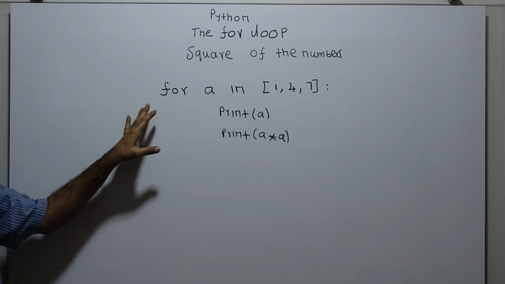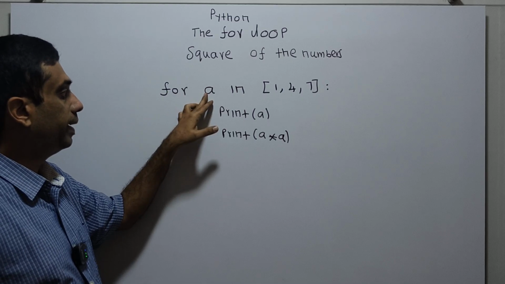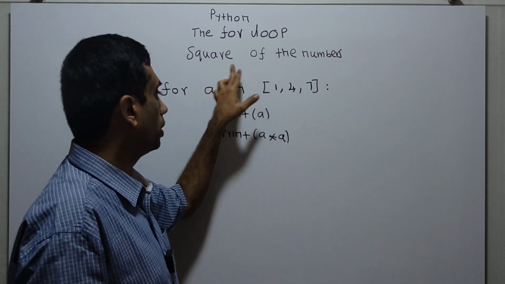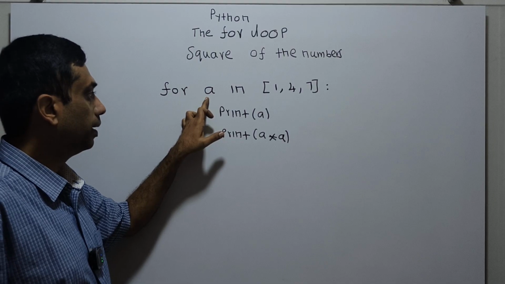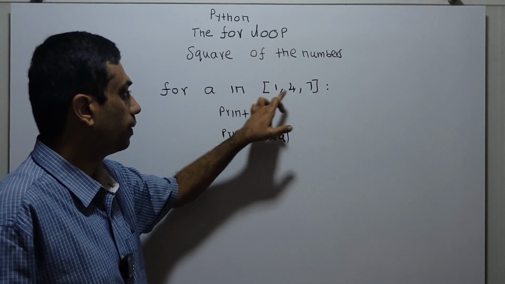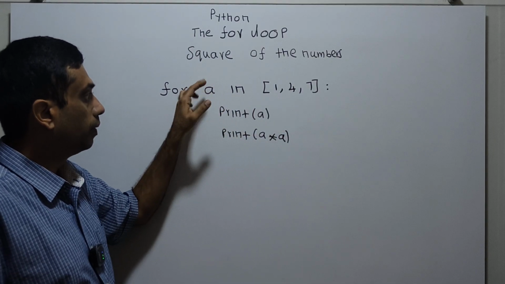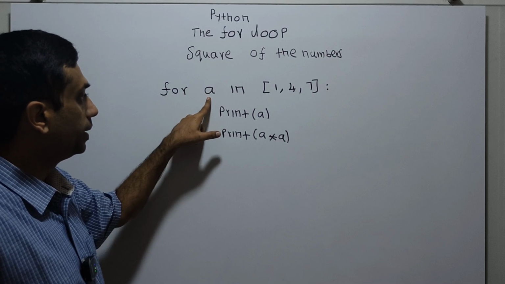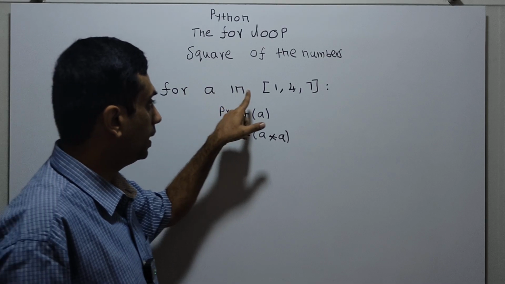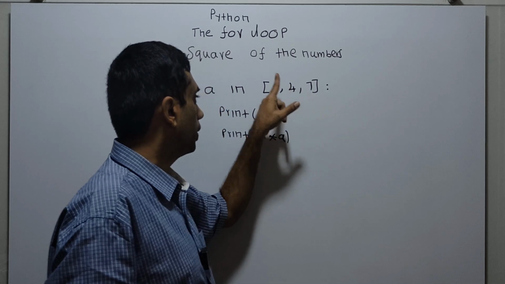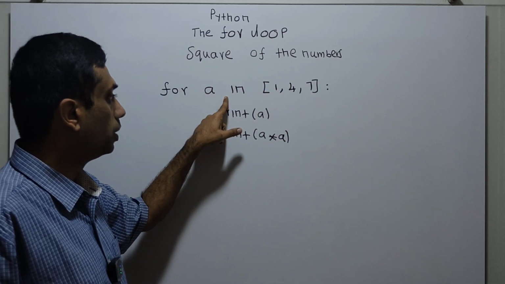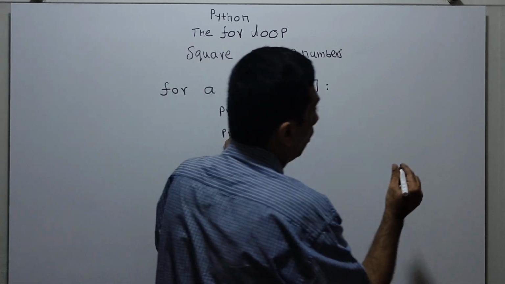How it works? In the for loop, a will take the first value, 1 is the value of a. A in 1, 4, 7: the in operator will return true, because the element we are comparing on the left side is in the sequence 1, 4, 7. So a is in 1, 4, 7, it will return true and print a. So here I am writing output.